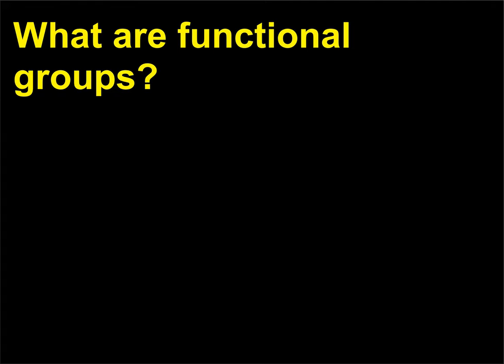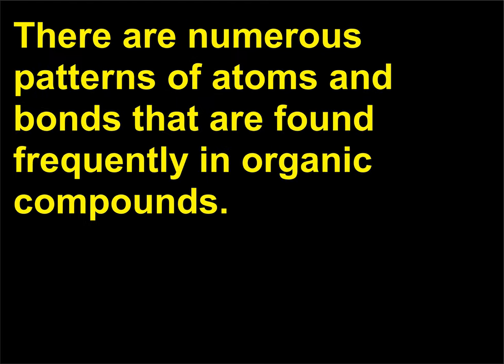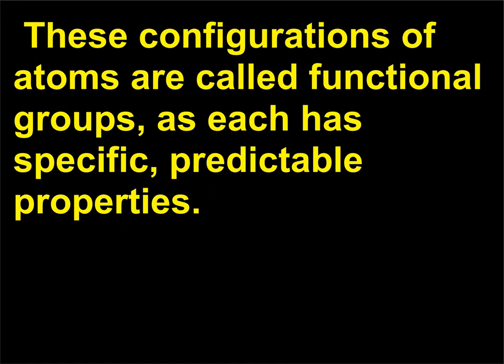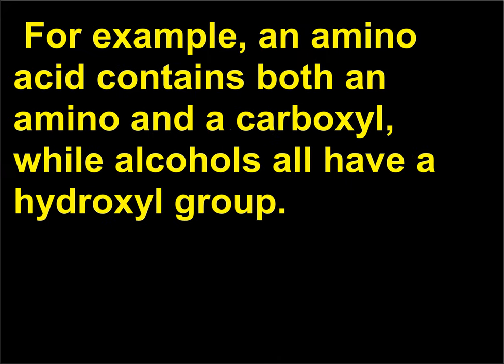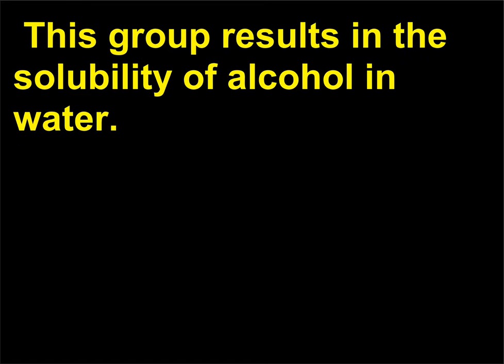What are functional groups? There are numerous patterns of atoms and bonds that are found frequently in organic compounds. These configurations of atoms are called functional groups, as each has specific, predictable properties. For example, an amino acid contains both an amino and a carboxyl, while alcohols all have a hydroxyl group. This group results in the solubility of alcohol in water.